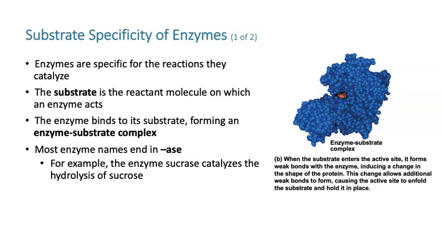That's pretty straightforward. Interestingly, most enzyme names end in ASE, like when we were talking about sucrase earlier. Sucrose, OSE, that's carbohydrates, right? Simple sugars, they end in OSE. If it ends in ASE, it's most likely a protein-based enzyme.